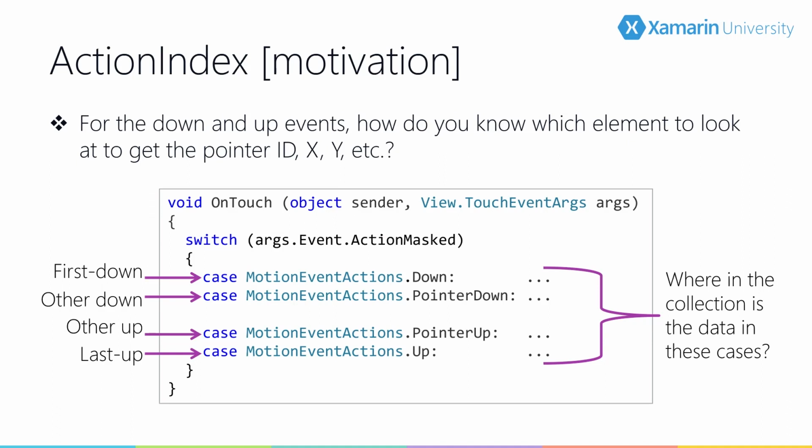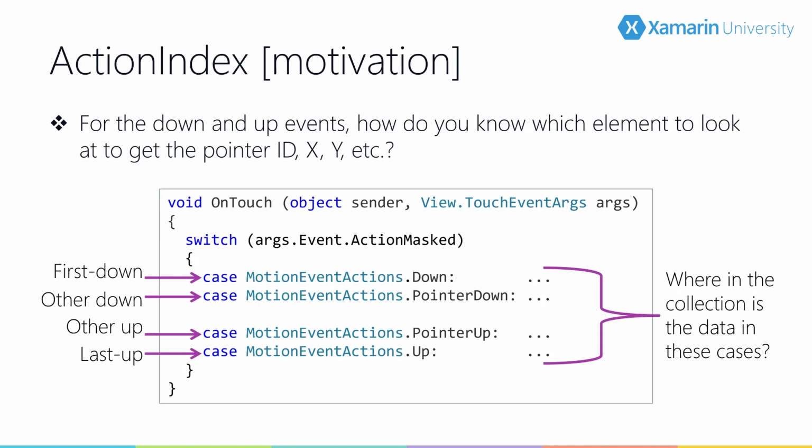Remember that there are 4 actions you use to track the down and the up events, 2 for the primary and 2 for the non-primary. When a finger contacts or leaves the screen, it's common to need to do some work. For example, a drawing app will start a new line when a finger touches the screen and end the line when the finger leaves. To do this work, you may need to pull data like the pointer ID or the coordinates out of the collection.